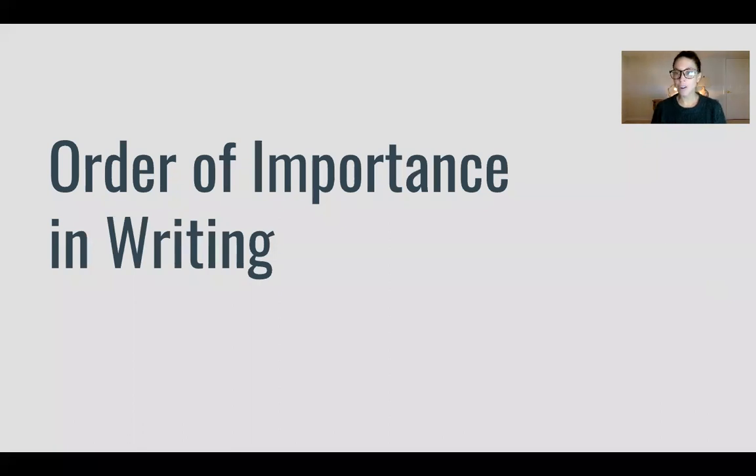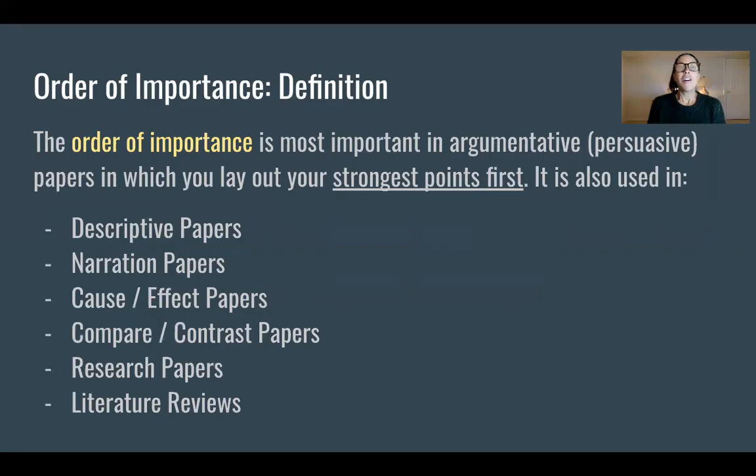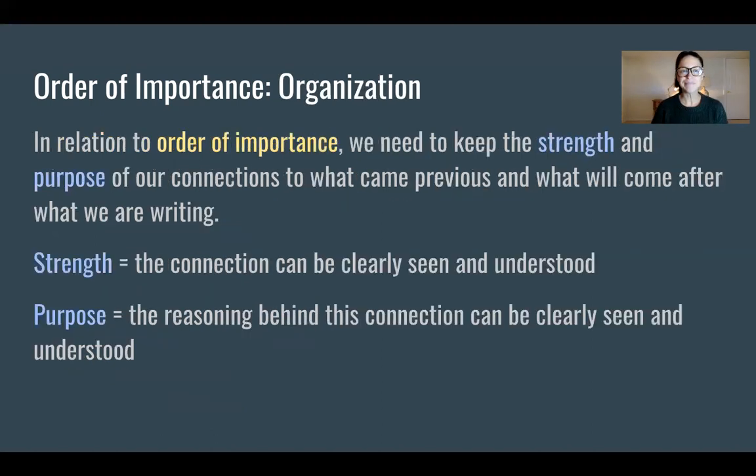Now, let's talk about order of importance in our writing. Order of importance is important, okay? It's really important in argumentative and persuasive papers where usually we present our strongest points first. However, order of importance is applied to all papers: descriptive, narrative, cause and effect, compare and contrast, research papers, and lit reviews. And I am guessing that if you're watching this, you're specifically looking for some support in regard to research papers and literature reviews. So we're going to talk about that.